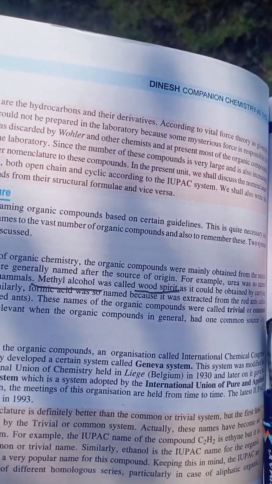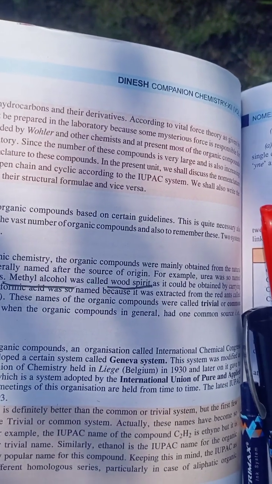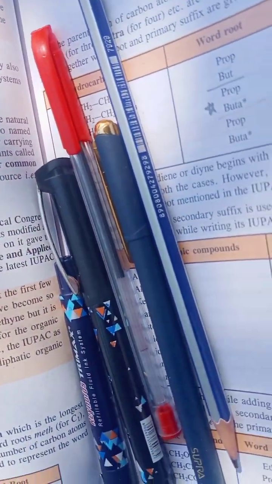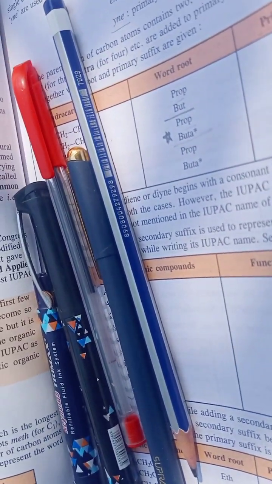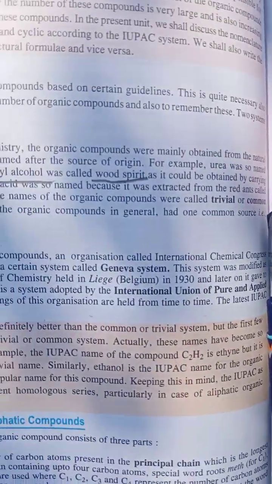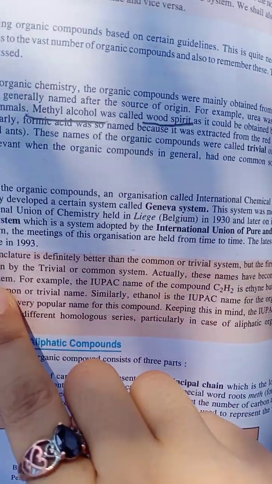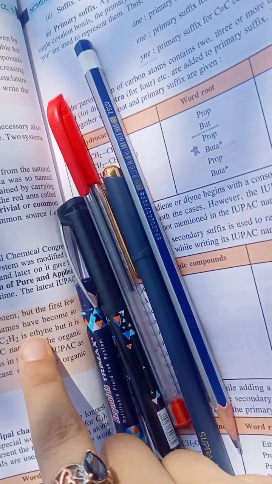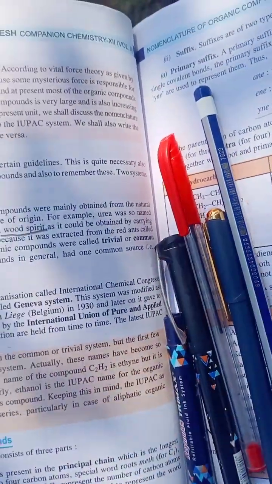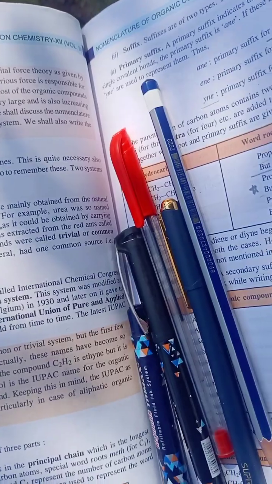Common names, which are also known as trivial names, are important, and the IUPAC system is also important. Actually, these names have become so popular that it is not easy to discard them. A very, very important line is written over here. For example, the IUPAC name of the compound C2H2 is ethyne, but it is generally called acetylene, which is a common or trivial name.